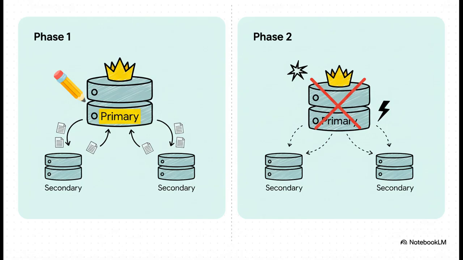The idea is pretty brilliant in its simplicity. You have one main server, the primary, that handles all the writes. But then you have a bunch of secondary servers that are just constantly making copies of the primary. If that primary server ever trips over a power cord and goes offline, one of the secondaries automatically gets promoted to be the new primary. And the result? Your app just keeps on chugging along, no downtime.